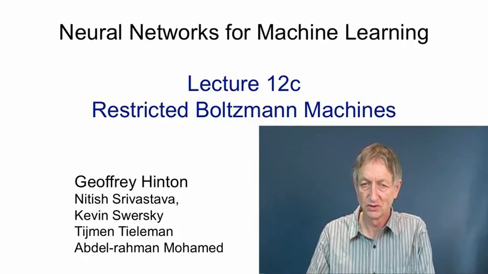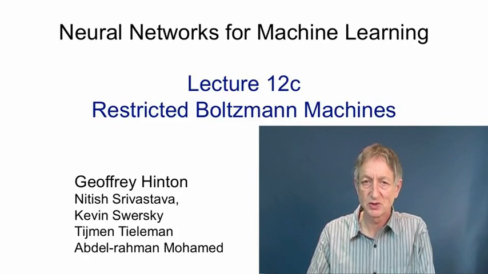In this video, I'll introduce restricted Boltzmann machines. These have a much simplified architecture in which there are no connections between hidden units. This makes it very easy to get the equilibrium distribution of the hidden units if the visible units are given. That is, once you've clamped a data vector on the visible units, the equilibrium distribution of the hidden units can be computed exactly in one step because they're all independent of one another, given the states of the visible units.